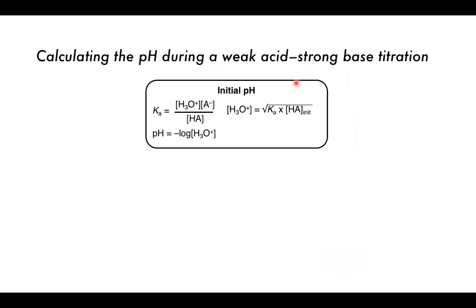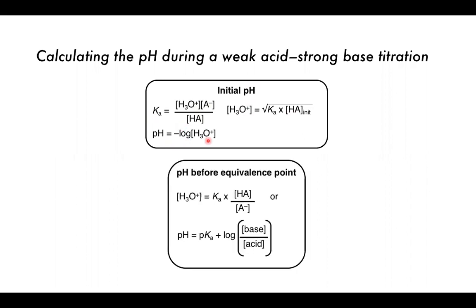So how do we do these calculations? Calculating the pH during a weak acid strong base titration. The initial pH is calculated based on the Ka value of the weak acid because there's no base at this point. So it's going to be, of course, hydronium times conjugate base over undissociated acid, where the hydronium ion concentration is equal to this. Then the pH is equal to minus log to the base 10 of the hydronium ion concentration. And then the equations we use before the equivalence point: the hydronium ion concentration is equal to Ka times HA concentration over A minus concentration, or pH is equal to pKa plus log of the base concentration over the acid concentration. And that's the Henderson-Hasselbalch equation.